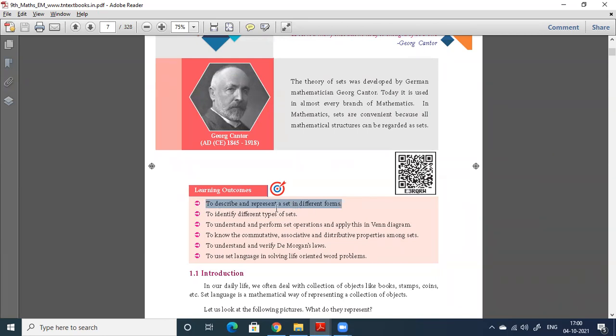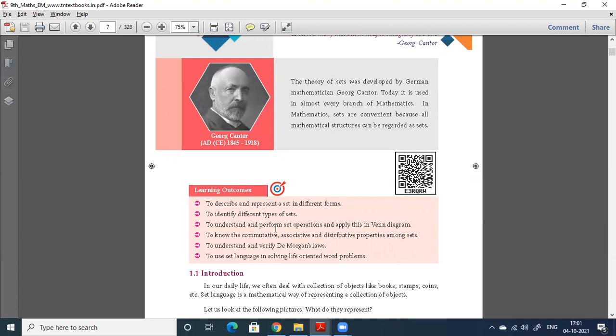What are the learning outcomes in this lesson? To describe a set in different forms. That means sets can be represented in different forms. What are the different forms? We will see that later also. Then different types of sets are there: null sets, universal set, like that. So we have to see what those sets are.